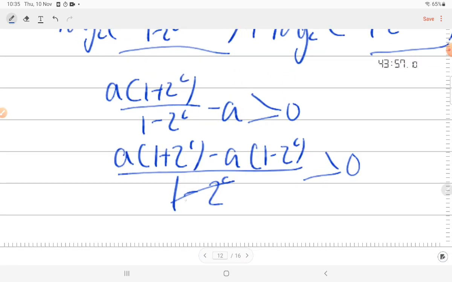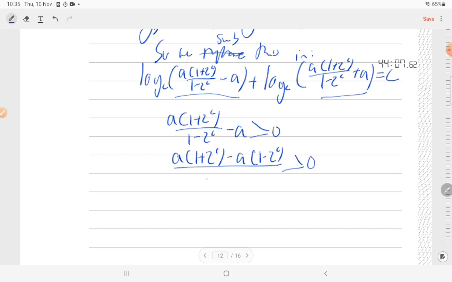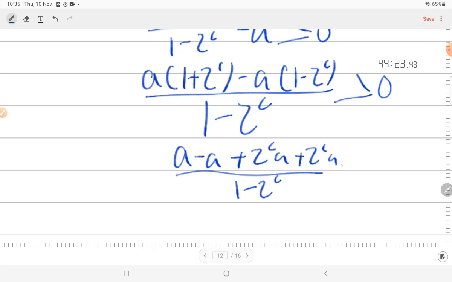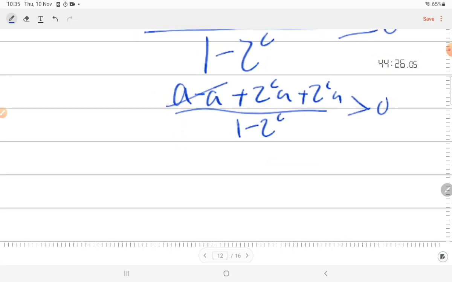Actually, no, I don't think we can ignore this. This actually does consider a bit. This is actually a big part, I think, because a minus a plus 2 to power c, a plus 2 to power c, a minus 2 to power c, a is greater than 0. This cancels out, so 2 to power c, a over c.